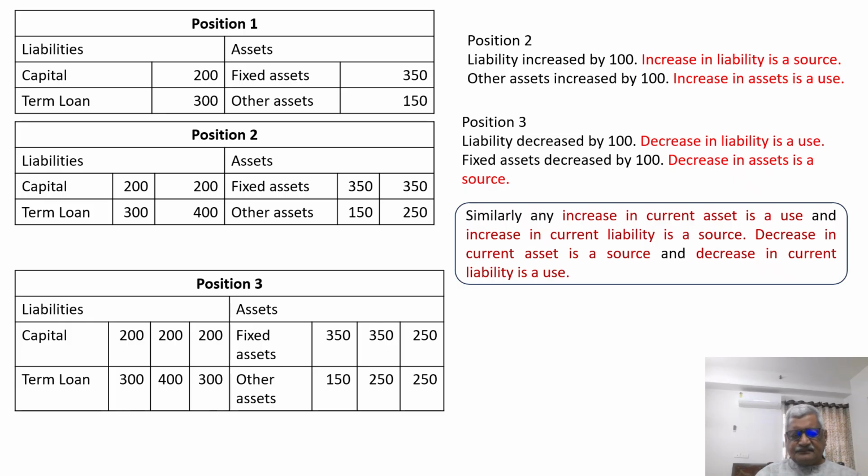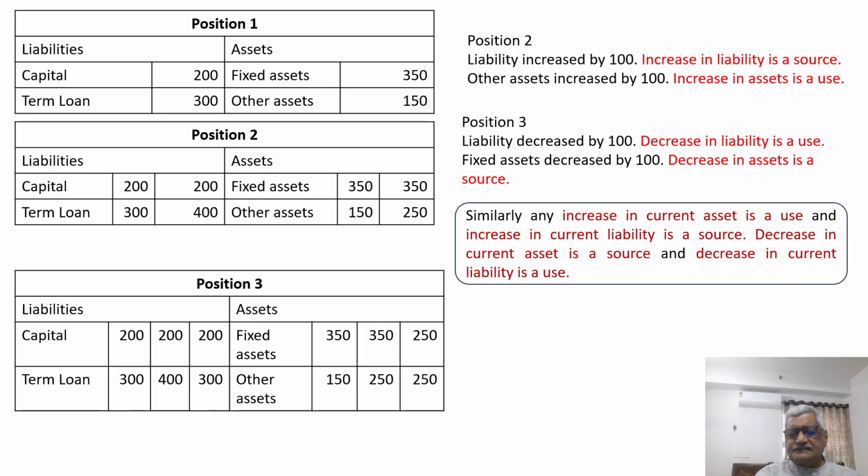Coming to position number 3, capital is 200, 200, term loan was 400 and decreased to 300. Fixed assets 350, 350, declined to 250. Other assets increased from 150 to 250 and remain at 250.